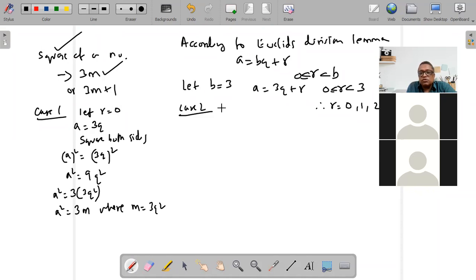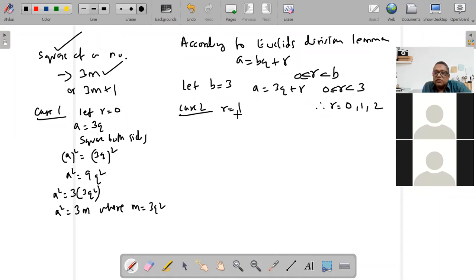Now case 2, we are going to say let r is equal to 1. क्योंकि हमारे पास 3 cases हैं, 0, 1 and 2. So we are going to take the second case, r is 1. If r is 1 now, then what will happen? A will become 3q plus 1. So 3q plus 1 to the whole square. Now we'll square both sides. जैसे पिछले सब में square किया, same way we will square both sides. So this is a square equal to 3q plus 1 whole square.